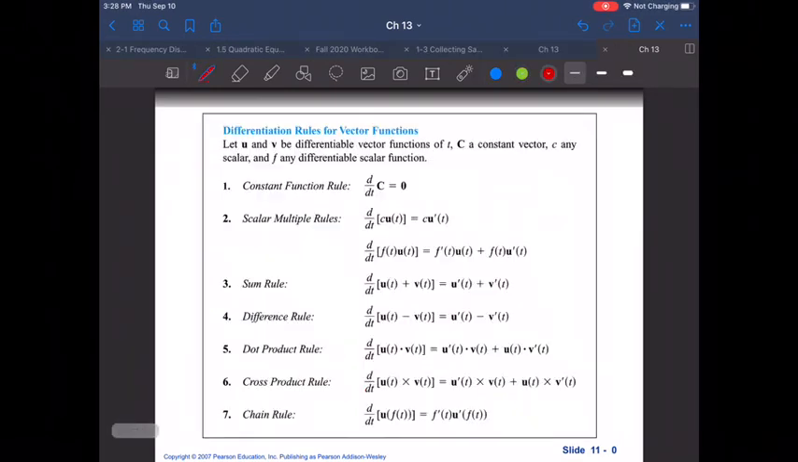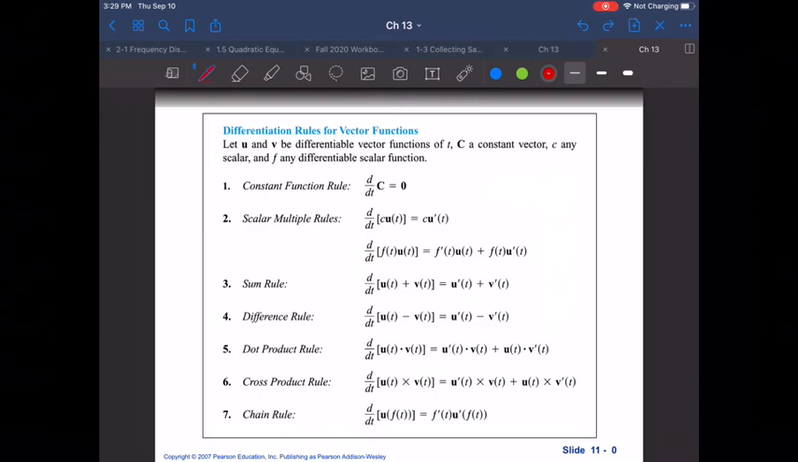Okay, here are some differentiation rules for vector functions, and again, most of these should look pretty familiar. They're pretty much just extensions from the similar situations when you're dealing with scalar valued functions. So here we can let u and v be differentiable vector functions of t. C is a constant vector. The lowercase c is any scalar, and f any differentiable scalar function. So first, constant function rule, the derivative of a constant vector is 0. Constant vectors aren't changing, and so again, well, it's the 0 vector, I should say, but it's still analogous to the derivative of a constant scalar is the 0 scalar. Derivative of the constant vector is the 0 vector.